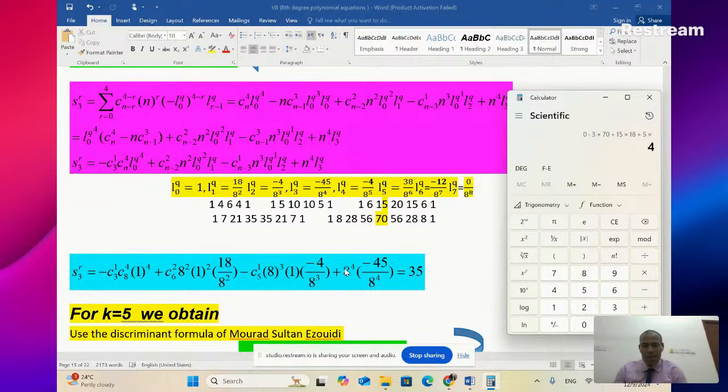Then plus 8 raised to the power 4 divided by 8 raised to the power 4 is 1. Plus, multiply by negative sign is minus. Minus 45. So this one, my colleagues, is going to be equal to 35. Therefore, S3 here equals 35.